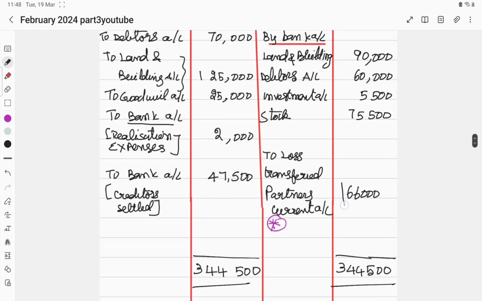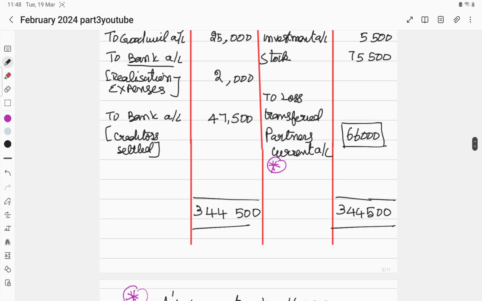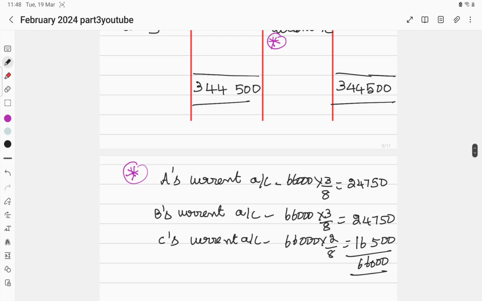So total loss 66,000. This is transferred to the partners' current account in the ratio of 3 is to 3 is to 2. A's current account 24,750, B's current account 24,750, C's current account 16,500. So the loss is transferred to the respective partner's current account.